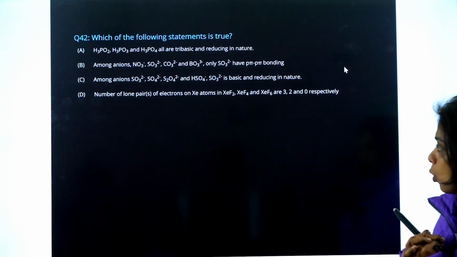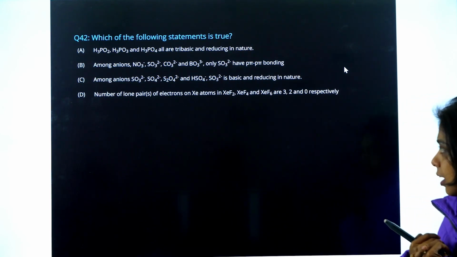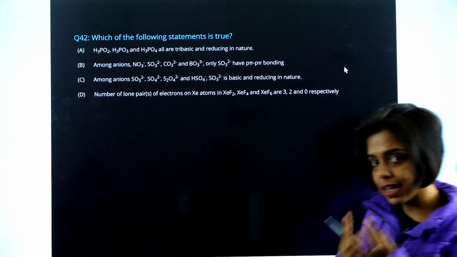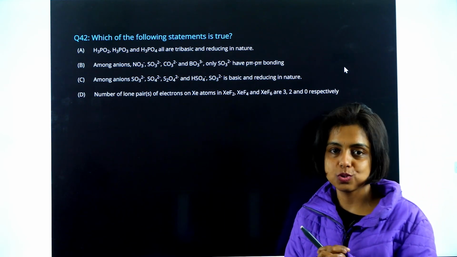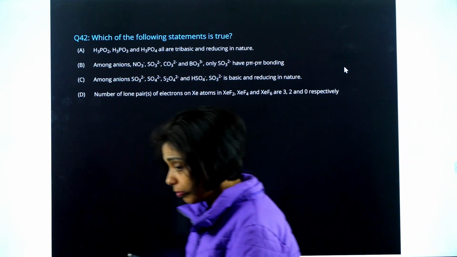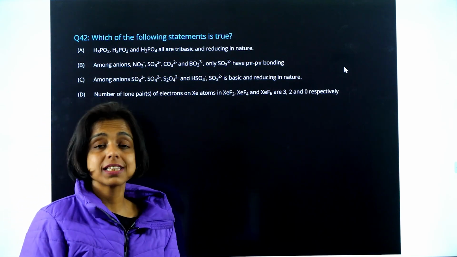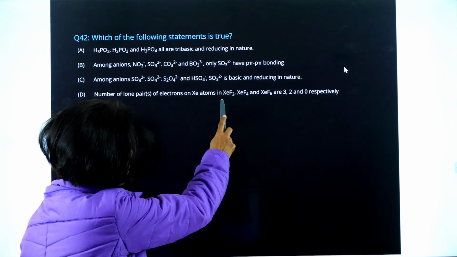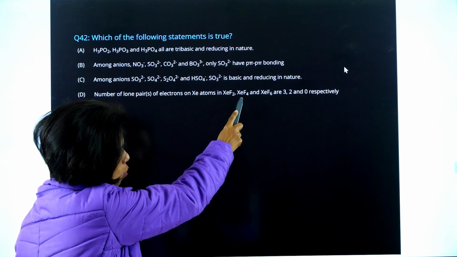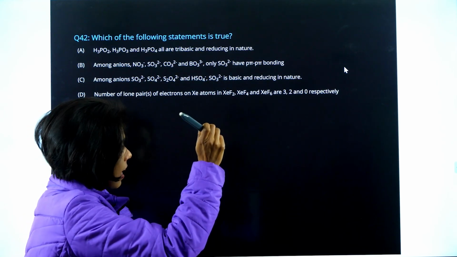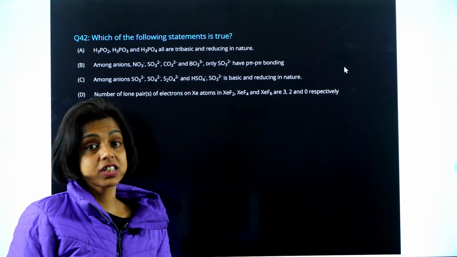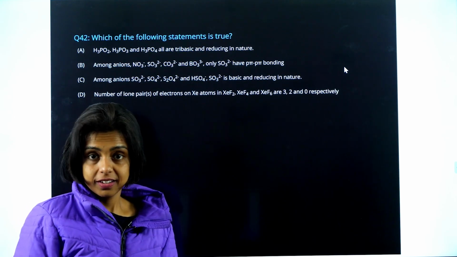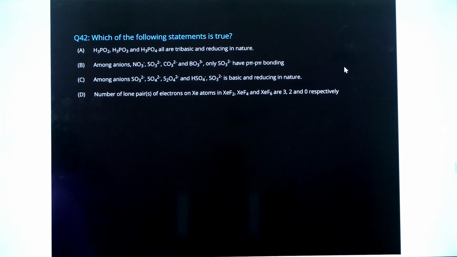Next, the number of lone pairs of electrons on xenon in XeF2, guys. XeF2, xenon compounds, right? So xenon has, how many valence electrons does it have? Xenon has 8 valence electrons. Out of 8, 2 are forming bonds. That means 3 lone pairs in this, right? And 2 lone pairs in this, and in XeF6, 1 lone pair, not 0, right? So we are supposed to find out the true statement. True statement. So of course C is the true statement.